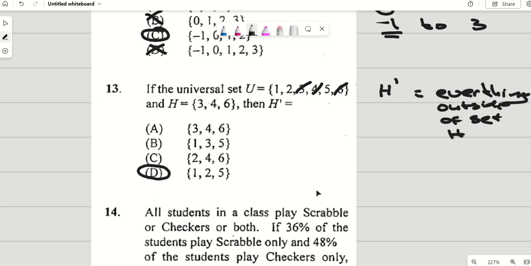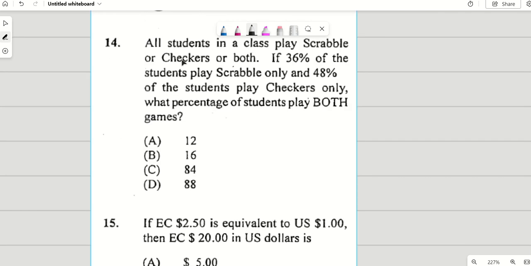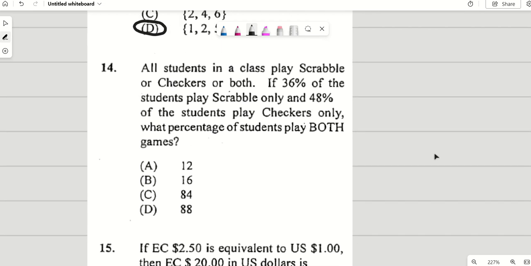So that's how I got 1, 2, and 5, right? This question is a repeated question as well. I believe the answer is not C and not D. I believe the answer is either A or B. Let's go through it.